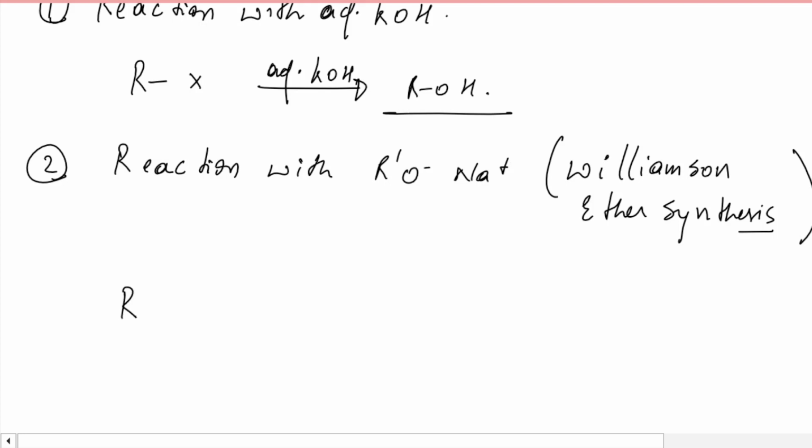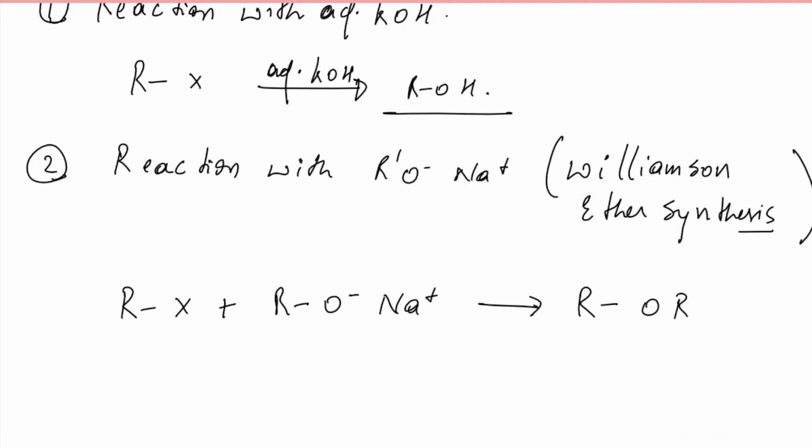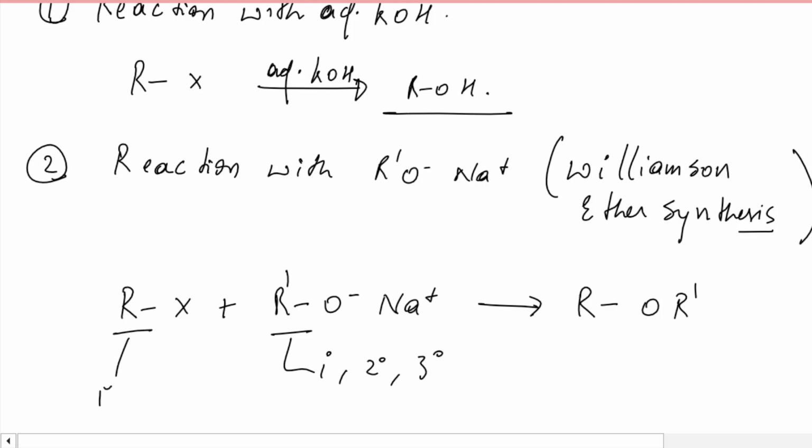In this reaction, what will happen is RX plus RO⁻ Na⁺ will yield ROR'. So R' can be primary, secondary or tertiary, allyl or vinyl. But this must necessarily be primary. This must not be vinyl or phenyl.